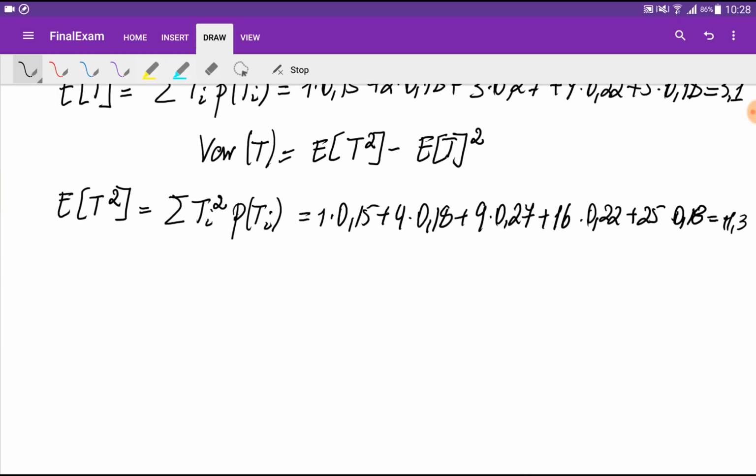So in order to calculate the variance, we need to put everything into the formula. The variance of T is equal to 11.32 minus 3.1 squared. So this is going to be equal to 1.71.